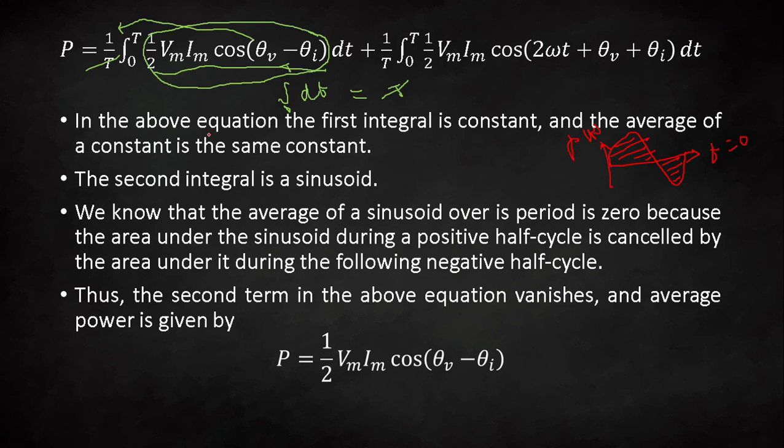So only the first part will be present, or we can say the second term in the above equation vanishes, and that is why the average power is given by this encircled part, that is 1 by 2 Vm Im cos(theta v minus theta I). That is what the average power is.